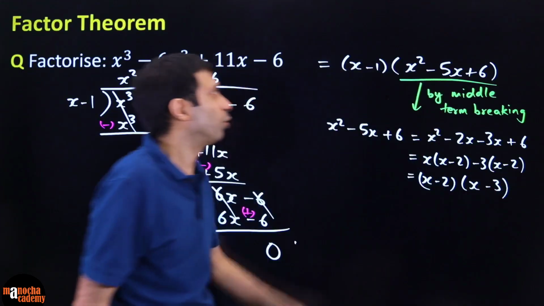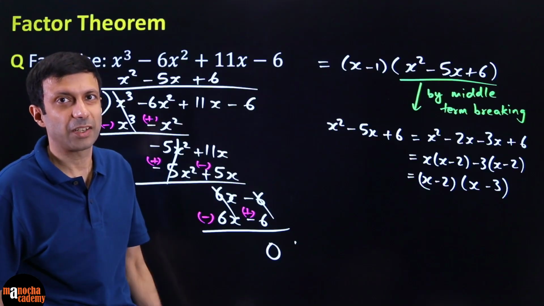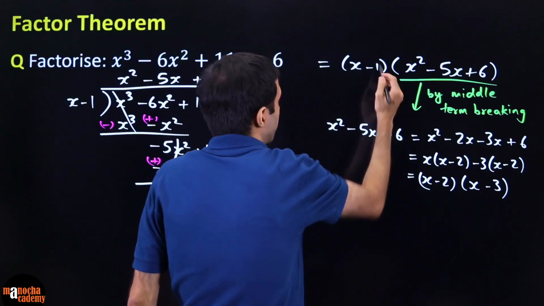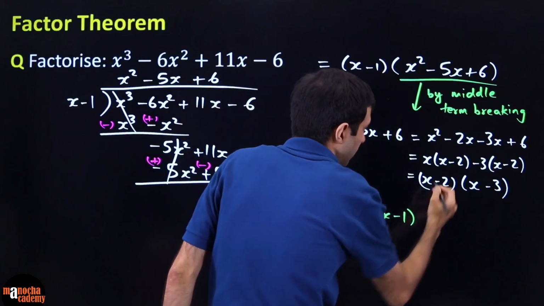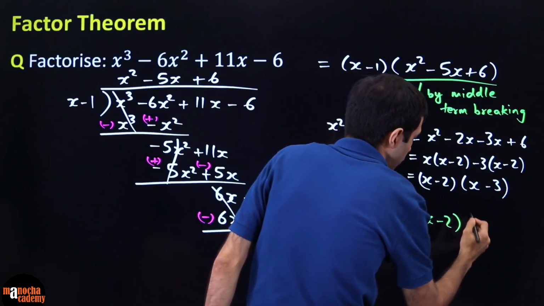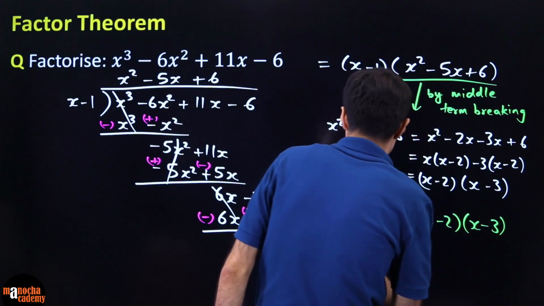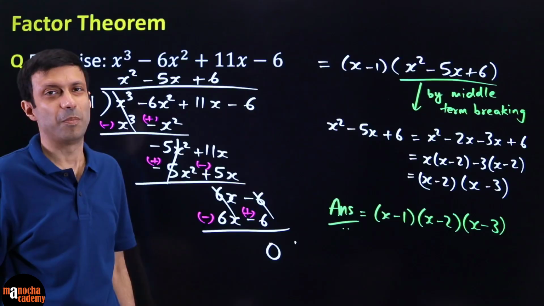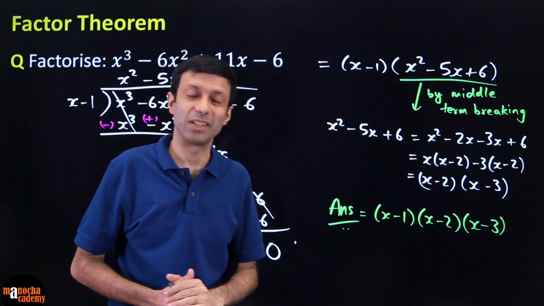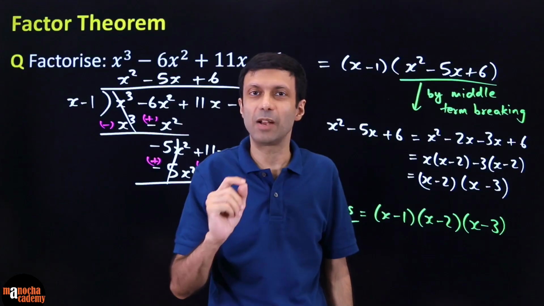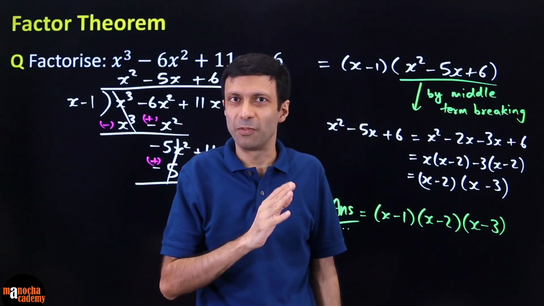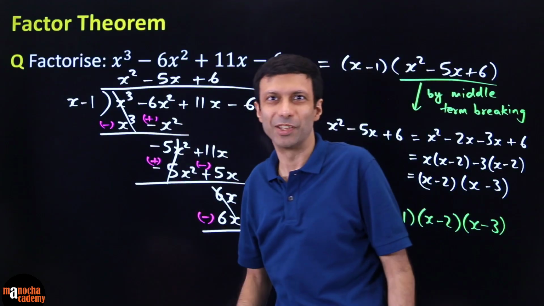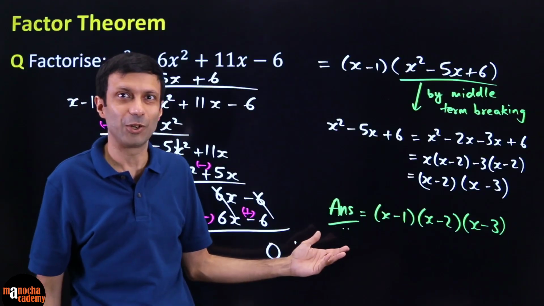So finally, what are the final factors of the question? The answer is going to be: the first factor was x minus 1, and here are the other two factors, x minus 2 times x minus 3. There you can see we have the three factors of our polynomial, and we have factorized it using the hit and trial method. So in the hit and trial method, first use the factor theorem to find one factor, then use the division method, get to the quotient and then factorize that further. Is this crystal clear, how to use the factor theorem?